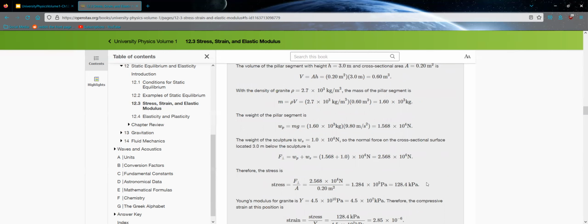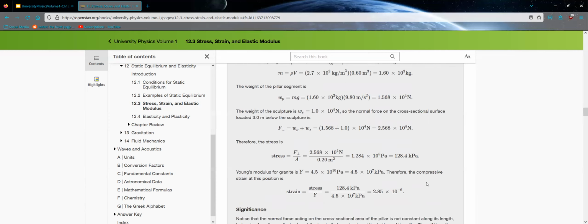The weight of the sculpture is, of course, given to us at 10,000 newtons. So the normal force on the cross-sectional surface area is given by the weight of the statue plus the weight of the pillar section, or 2.568 times 10 to the fourth newtons. So that middle section is having 25,000 newtons of force being put on it.